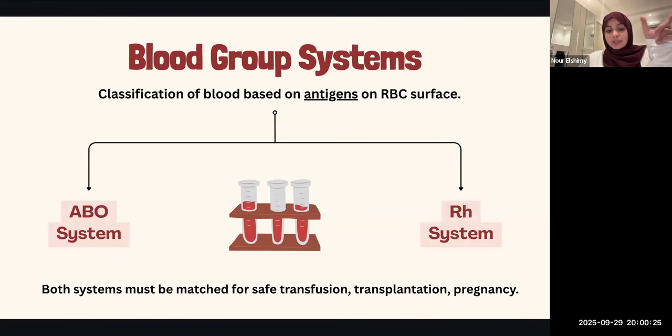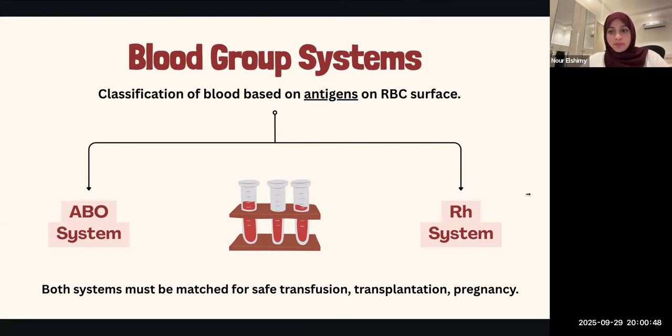Those systems have to match for safe transfusion, blood donation, whether you're receiving blood or donating blood, and transplantation as well. Because if they do not match, then there would be tissue rejection, so you're not going to be able to take up the organ. And pregnancy. So let's talk about each one separately.